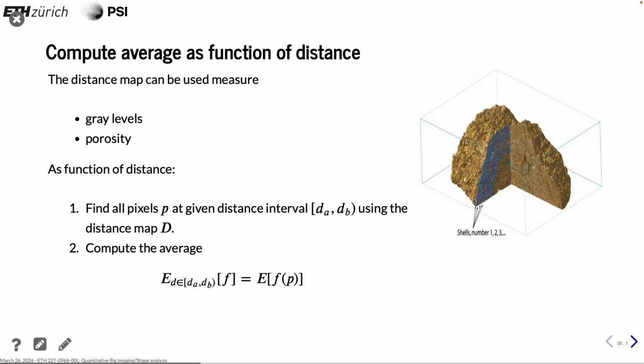Another way we can use the distance transform is to compute averages as a function of the distance. In this case, it's a soil aggregate, actually just a little soil crumb. We want to look at the porosity and the gray level distribution. With that, we computed the distance map for the whole object, or the whole image. Then we took different shells or small segments and computed the average intensity and porosity and some other metrics from that.